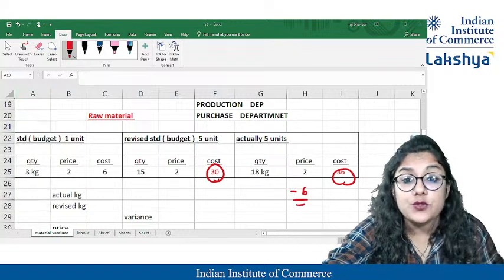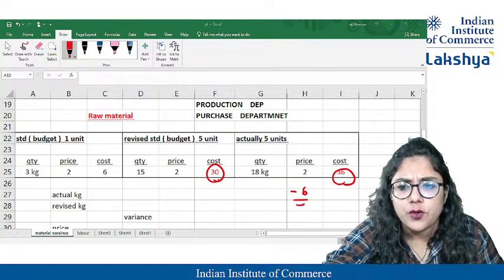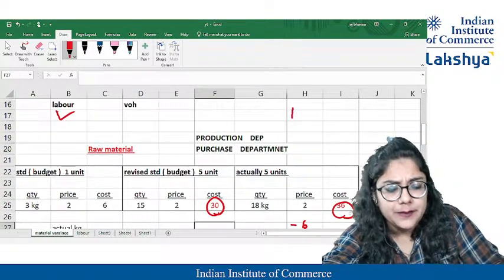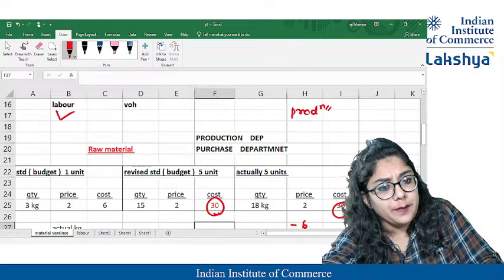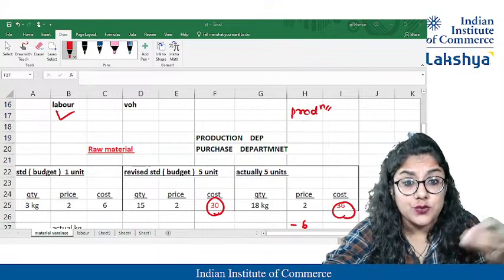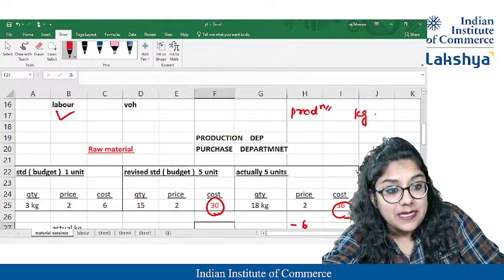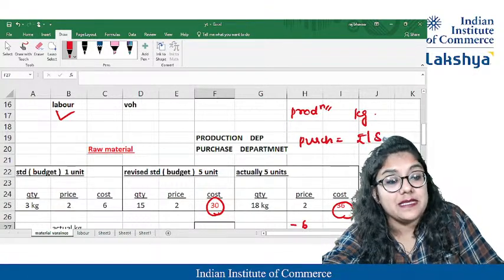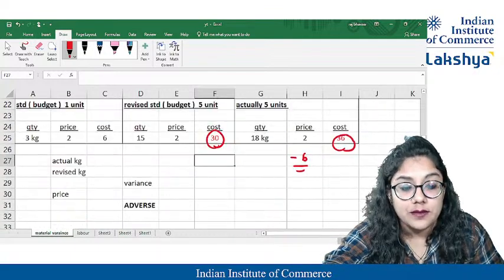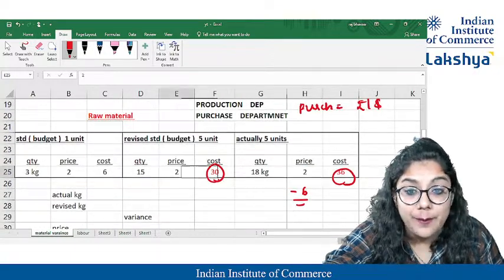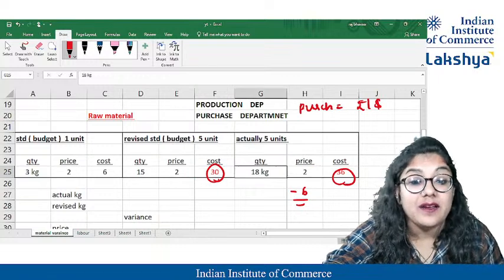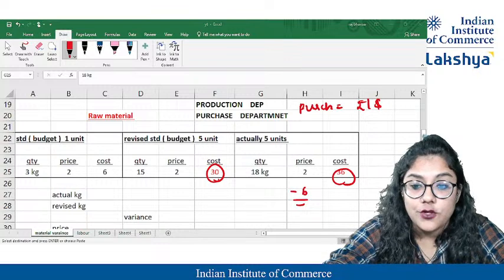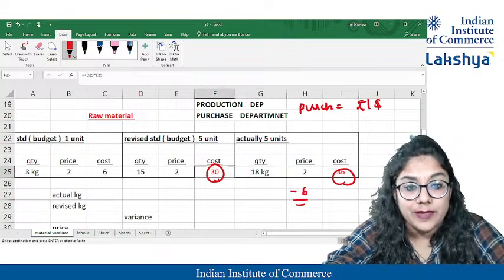So whom to scold? Whom to scold for minus 6? Will you scold the production department? The production department is there just to say how many kgs I want, and the purchase department says if there is any change in the price. Over here, there is no problem in price. The price is the same. But instead of 15 kgs, you had 18 kgs. So how much extra kg did you have? 3 kgs.